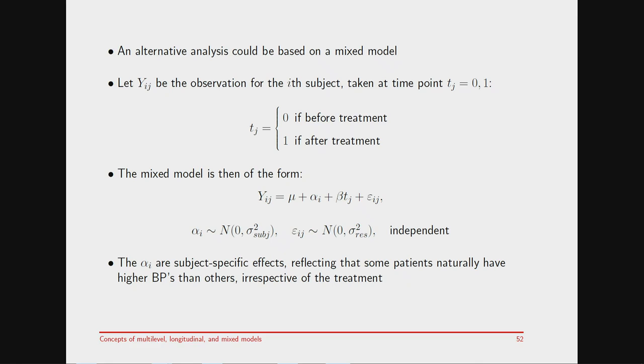So let's denote by Yij the jth measurement for the ith patient. So the first index is always the top level in the data structure. The second index is the level below. So the i is here, before it was the mothers, now it's the patients. And the j is then the measurements within the patient. And j is 1 or 2, because we have only 2 measurements per subject.